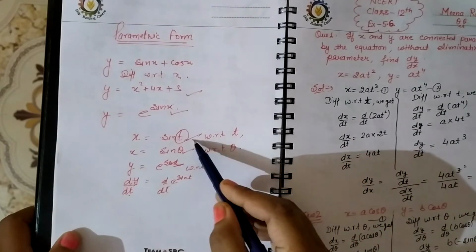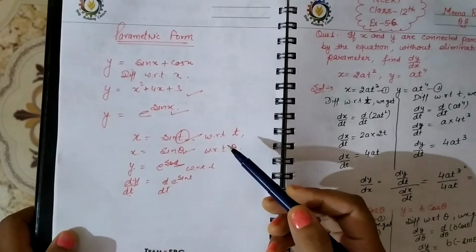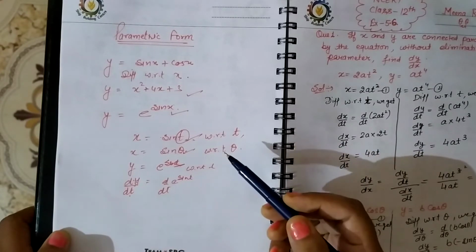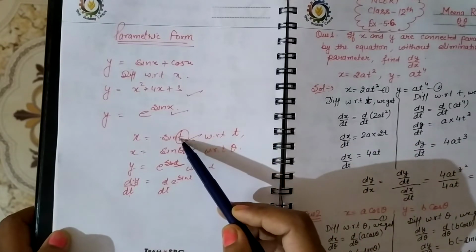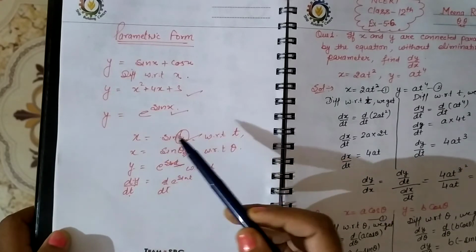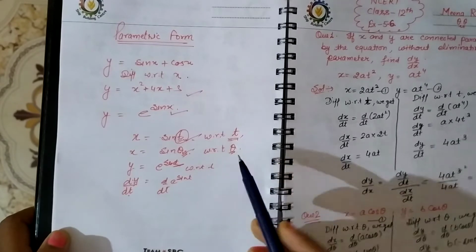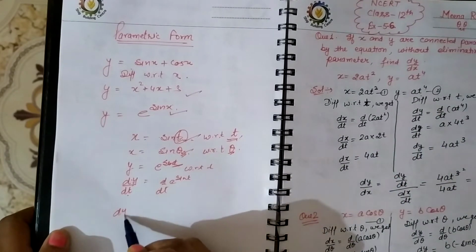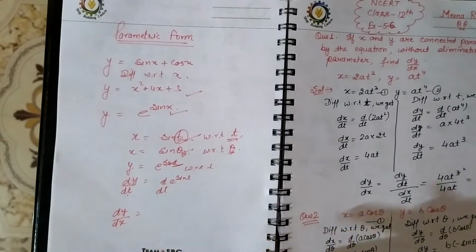It may be t, theta, and anything else, that m, n, in any parameter you can write. So you have to differentiate with respect to the parameter which is given in the question. You have to differentiate that term with respect to the parameter. Now mostly you have to find dy by dx, and the equation is given in the form of a parameter.